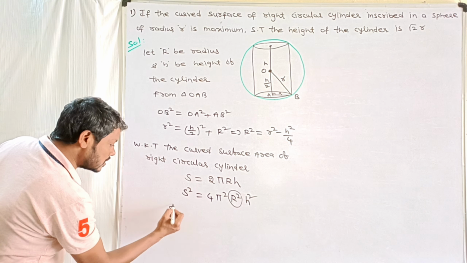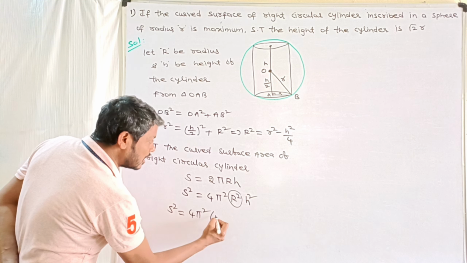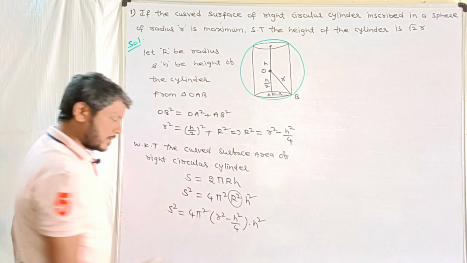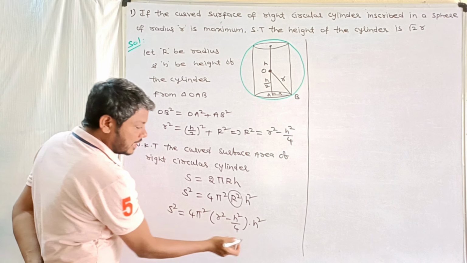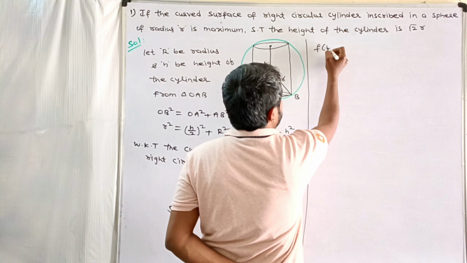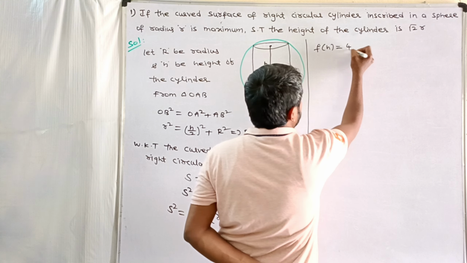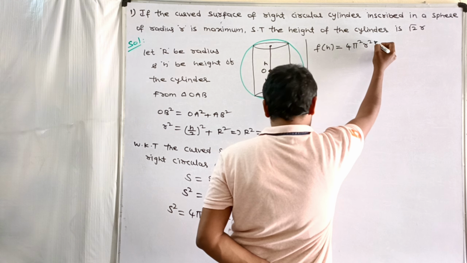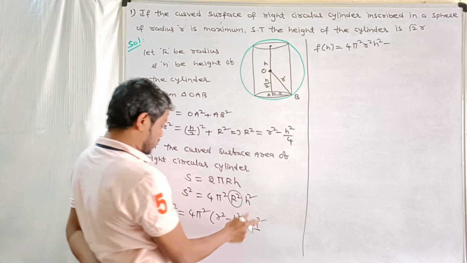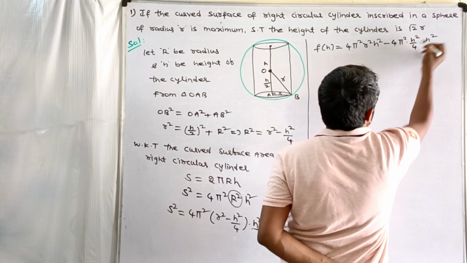Substitute here. So S square is equal to 4 pi square into capital R square, which is r square minus h square by 4, into h square. So clearly this total function is in terms of h. So let it be f of h. So f of h is equal to 4 pi square into r square minus h square by 4 into h square.